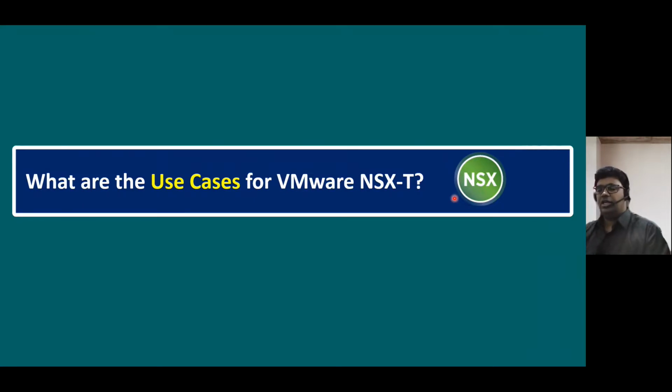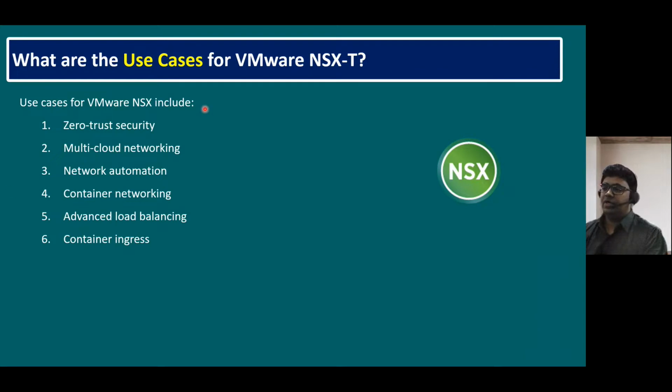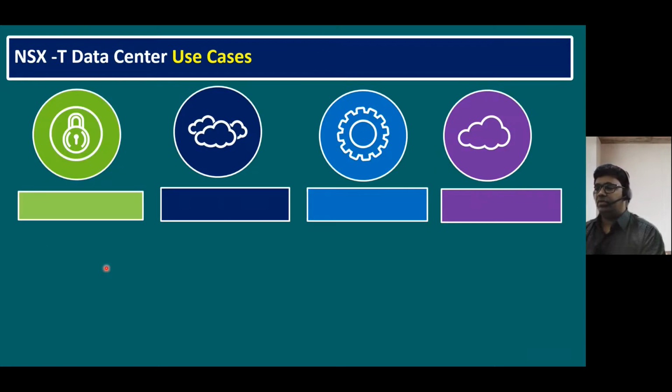Now, let's talk about the use cases for VMware NSX-T. If you are using NSX-T in your organization, there may be some use cases where we can use it. The main use cases for NSX include zero trust security, which is the key point, and multi-cloud networking. If your organization is using multi-cloud, we can use NSX-T for that layer. And network automation: if you want to automate your virtual network, we can use NSX. And container networking, advanced load balancing, and also container ingress. These are the main use cases. Let me elaborate on these points now.